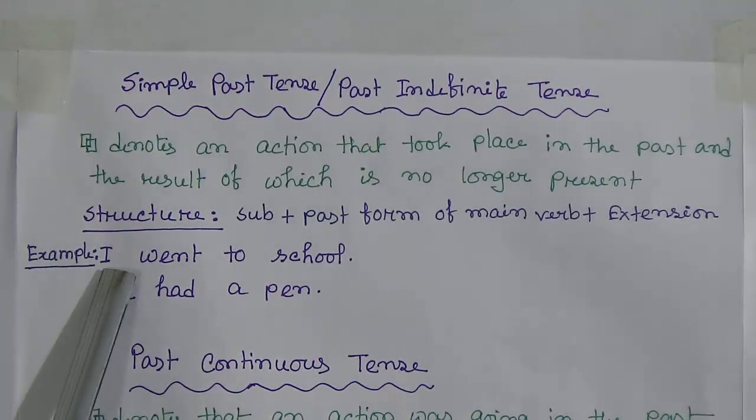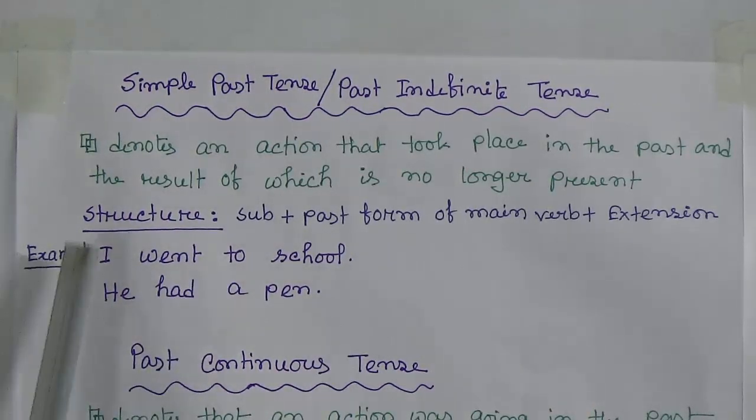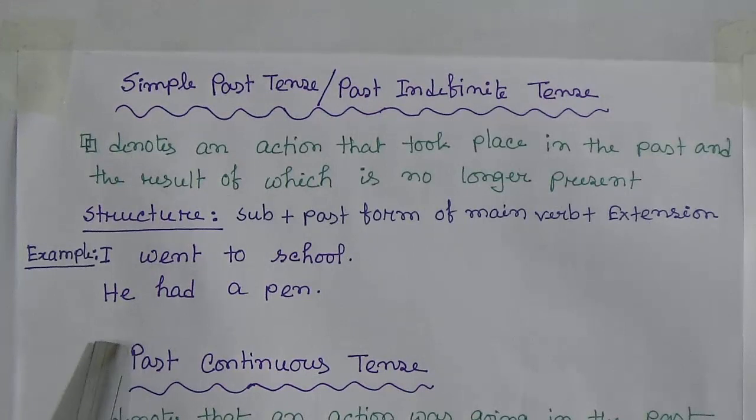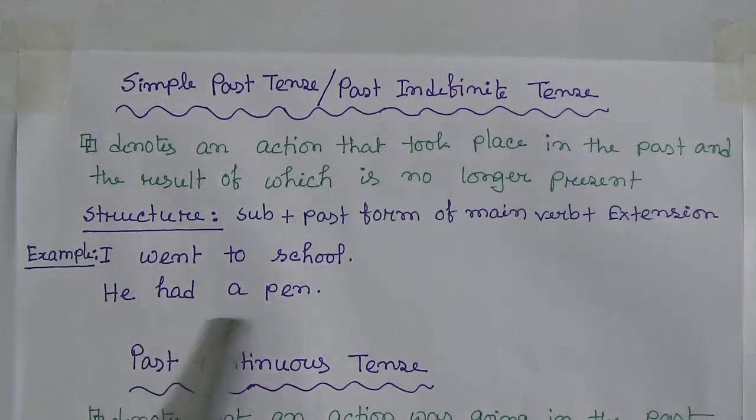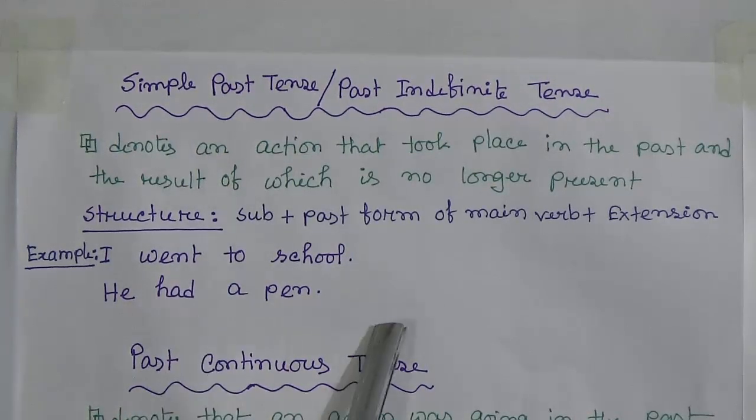Just look here, I is the subject, and according to the structure, subject plus past form of main verb. So go is the main verb, and as this is past indefinite tense, here we have to use the past form of the main verb. So go, here we have to use went. I went to school. This is extension. He had a pen. His subject is he, and the past form of have is had. So he had a pen. Subject plus past form of the main verb plus extension.